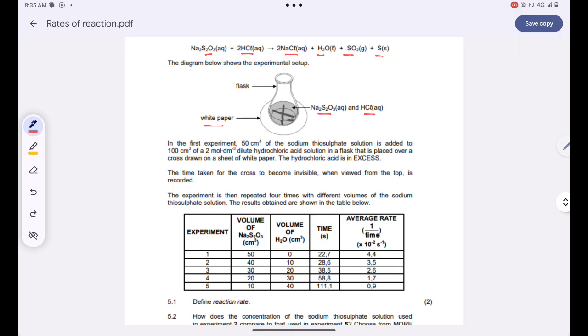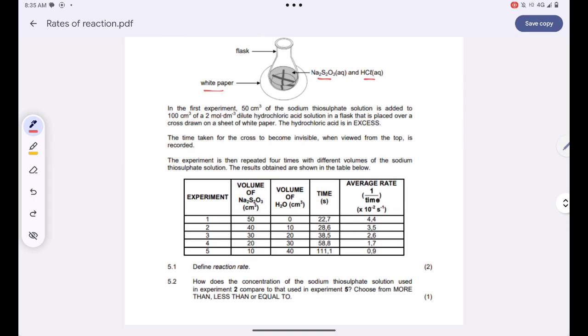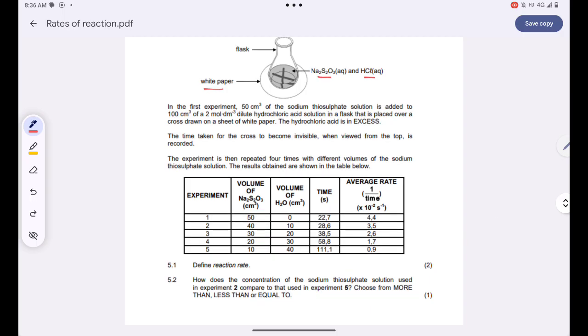The hydrochloric acid is in excess, which simply means that sodium thiosulfate will be used up completely. The time taken for the cross to become invisible when viewed from the top is recorded. The experiment is then repeated 4 times with different volumes of sodium thiosulfate. The results obtained are shown in the table.